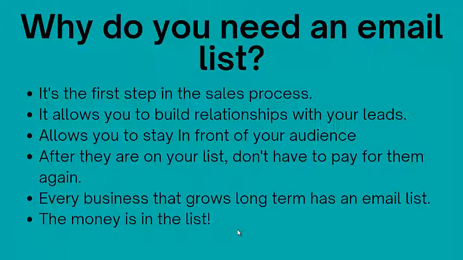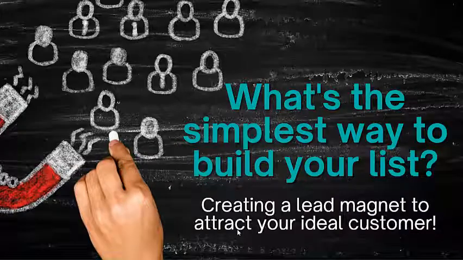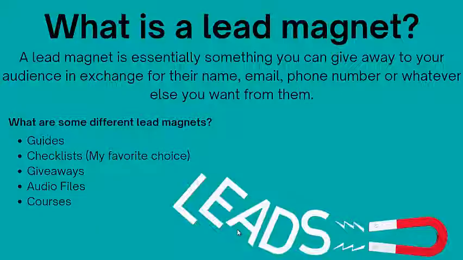So what's the simplest way to actually build your list? It's by creating a lead magnet to attract your ideal customer. Now, what is a lead magnet exactly? A lead magnet is essentially something that you can give away to your audience in exchange for their name, their email, their phone number, or whatever else you might want from them, like an address. Depending on what you're trying to accomplish, you can ask for all kinds of stuff.